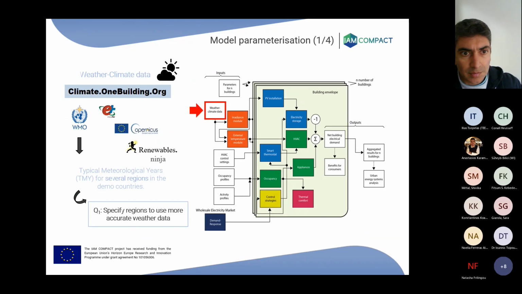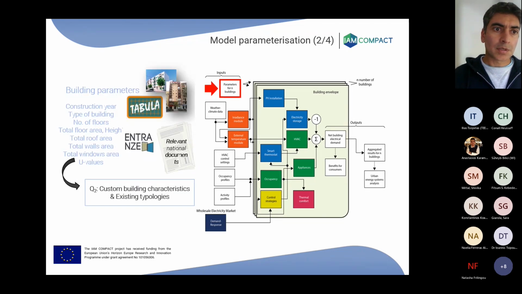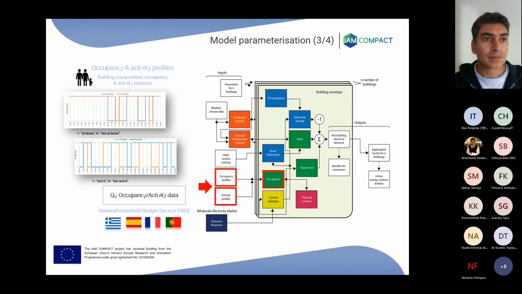And I have included here an indicative parameterization of the model. You see that we start with the climate weather data for each one of the regions under study. We take such data from different sources. And then we go to the building envelope component, which allows us to come up with either custom building envelopes or existing typologies from several databases. And then we go for occupancy and activity profiles, based on Joaquin's earlier presentation, using existing household budget surveys.